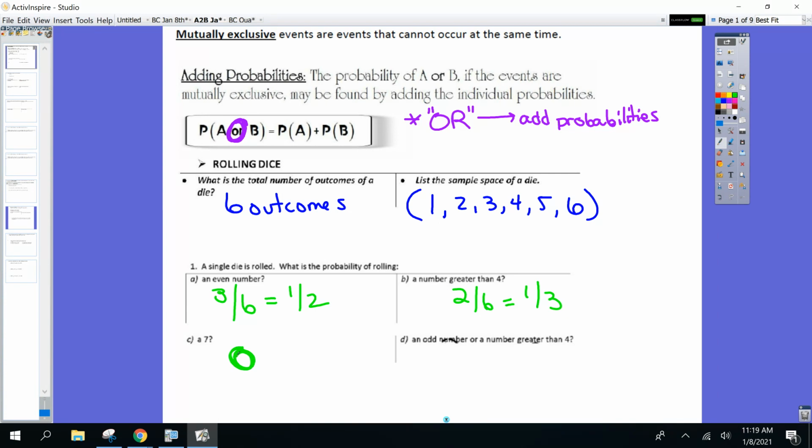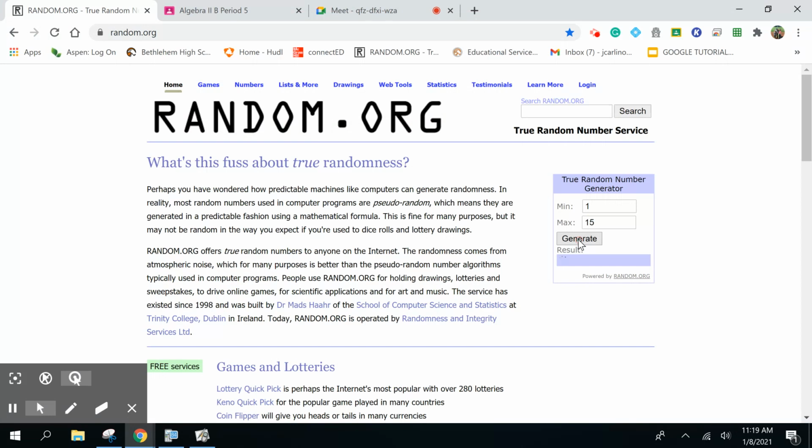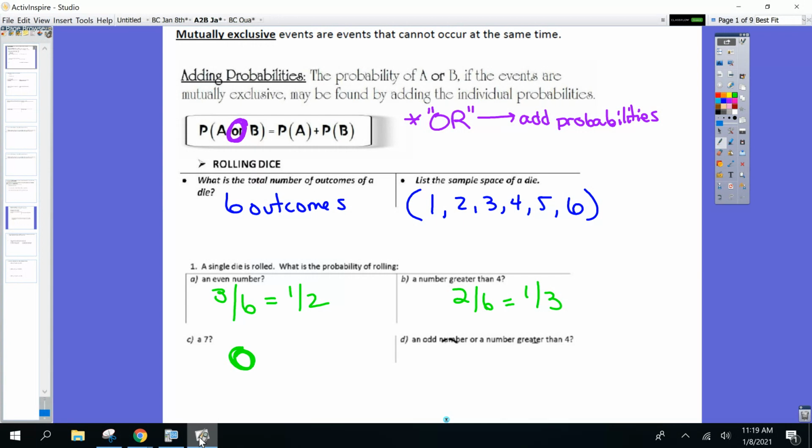All right, let me change it up on you now. What's the probability I roll an odd number or something greater than 4? An odd number or something greater than 4? Let me take my time on this one. Hunter, what are your choices for odd numbers? You got 1, 3, and 5. Everyone watch what I'm about to do on my sample space. 1, 3, and 5. Everyone's good.